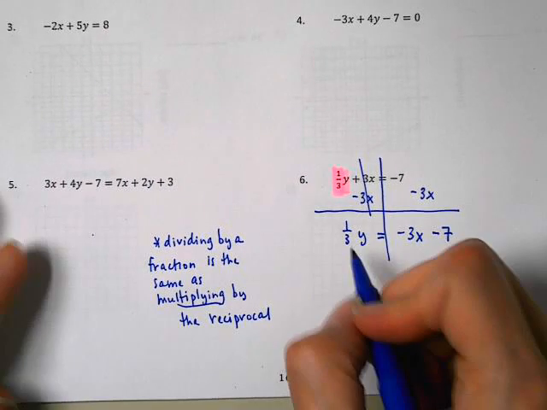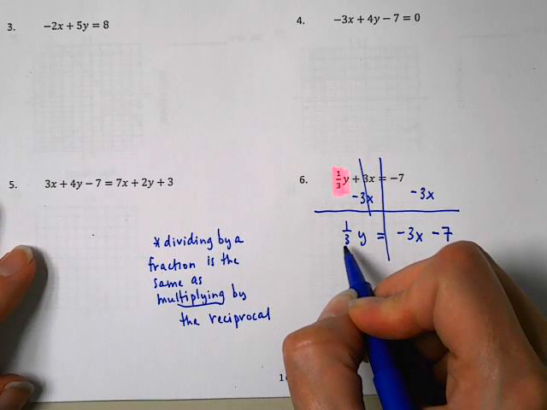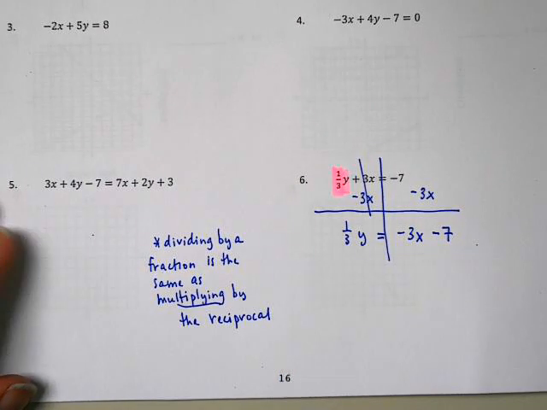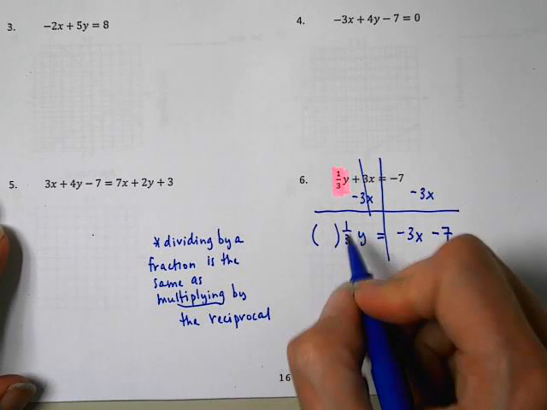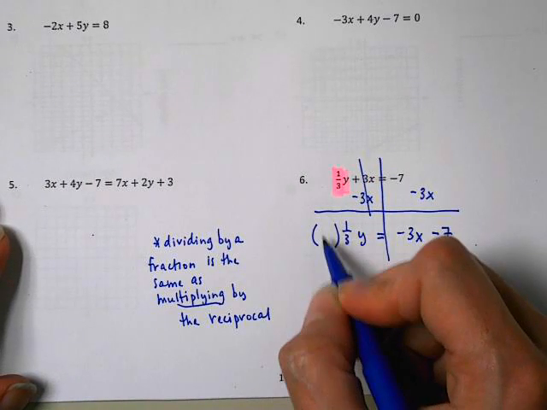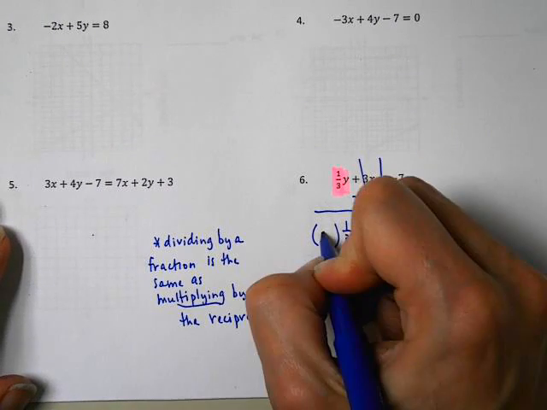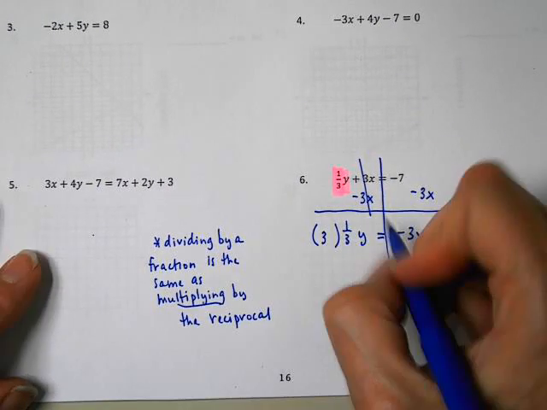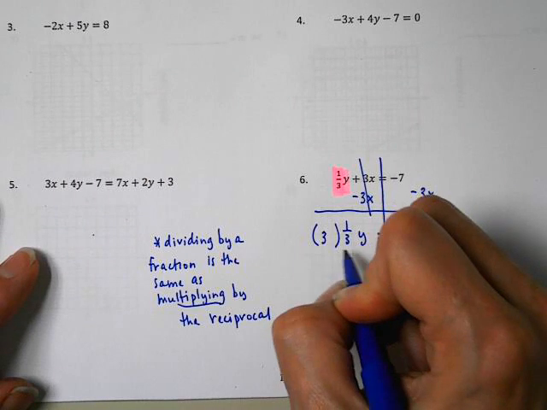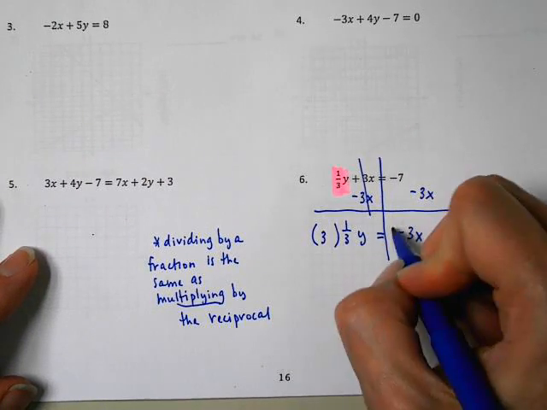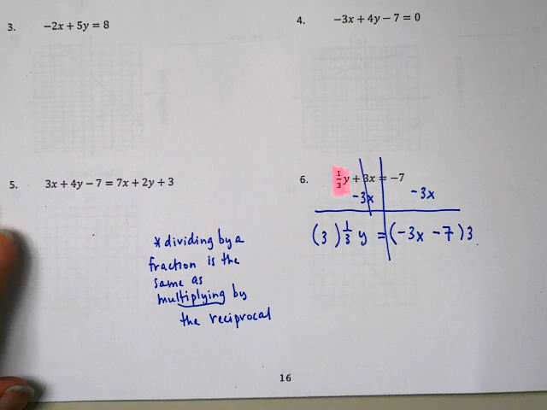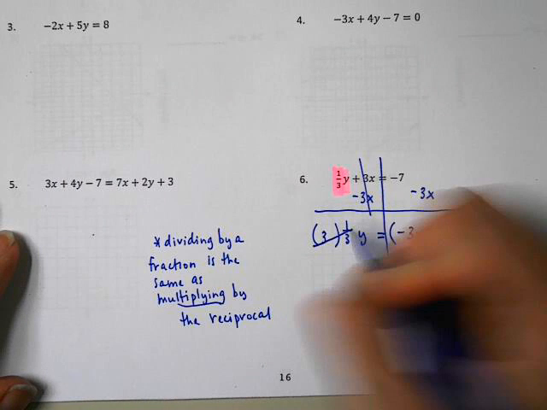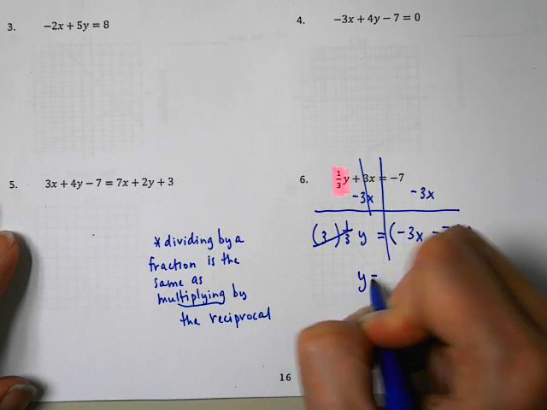So instead of dividing by 1/3, I'm going to multiply by the reciprocal. Remember, this reciprocal means that we just flip the fraction. So instead of 1/3, I would have 3/1. I know 3/1 is just the same as 3. So I'm going to multiply on this side by 3, but that means I also have to multiply everything on the right side of the equation by 3 as well. So now this is just going to give me 1, so I get y by itself.